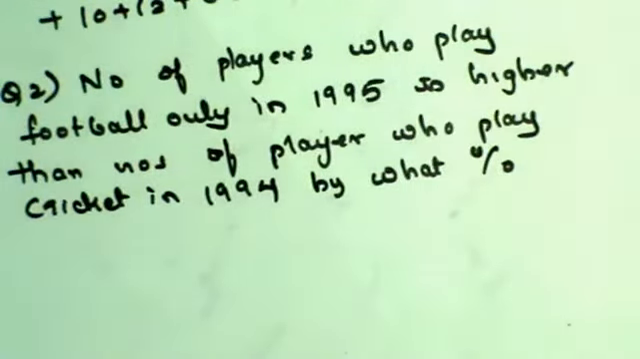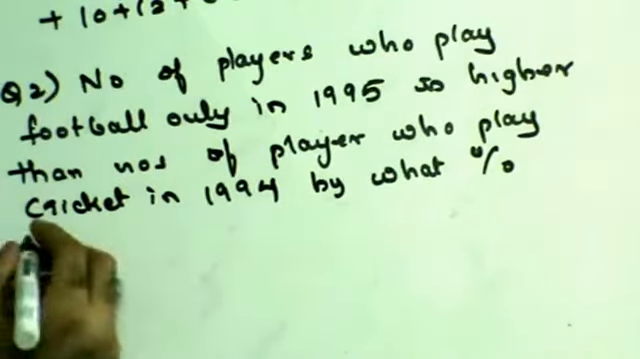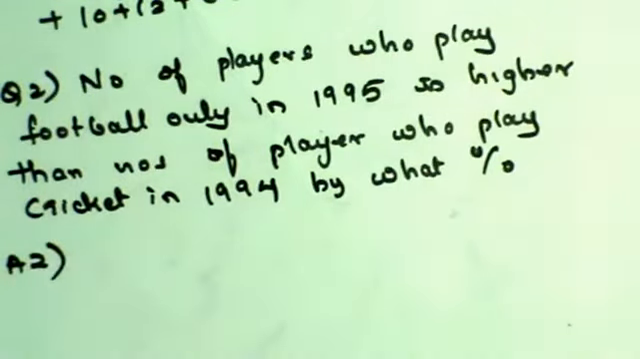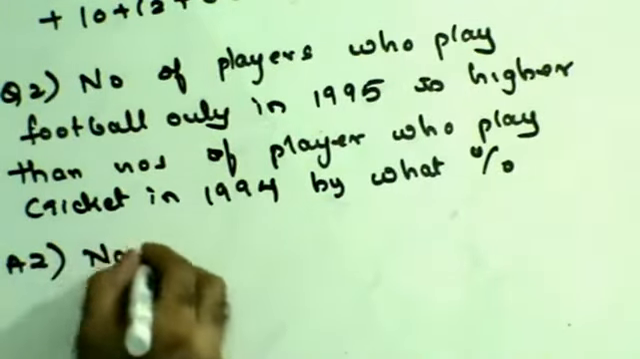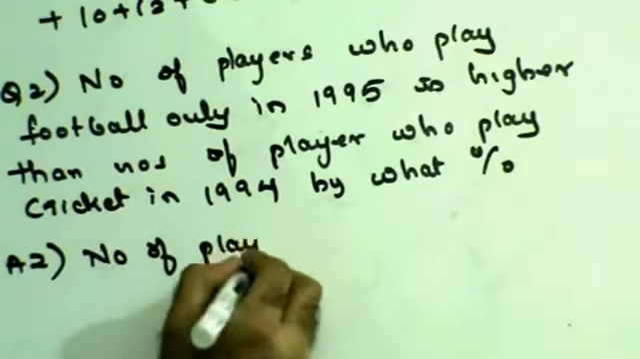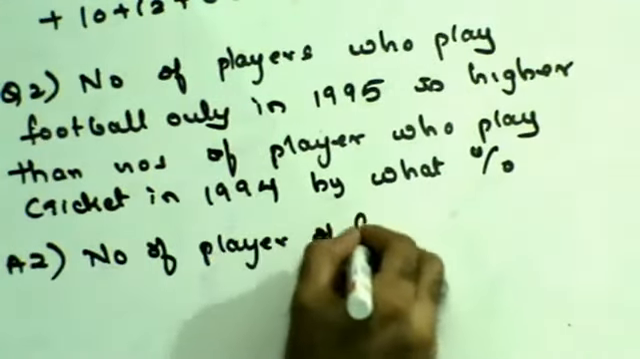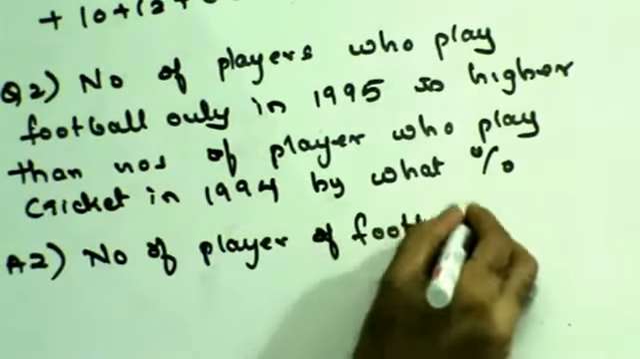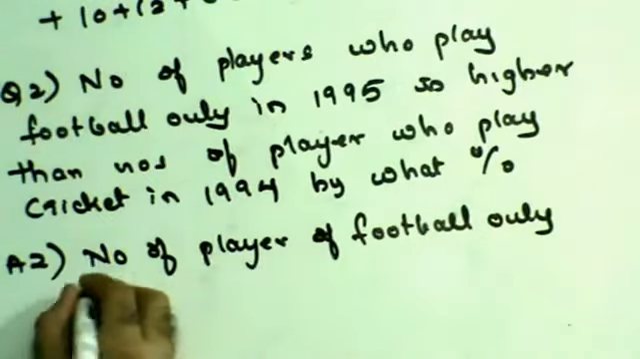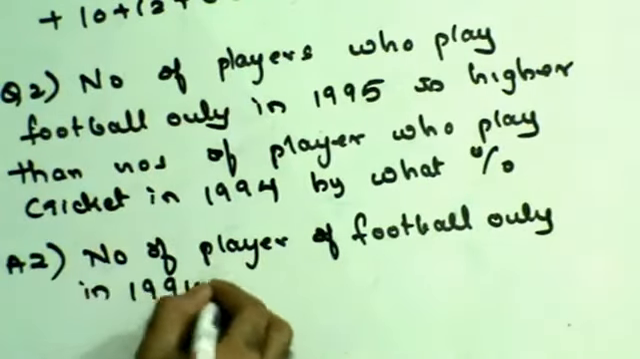Now, let's see this. In 1994, assuming this data to be for 1994, because if they are saying 1995, you have to assume the data for the previous year. In 1994, the number of players who play football only, we had found out, was 10. Number of players of football only in 1994 was 10.